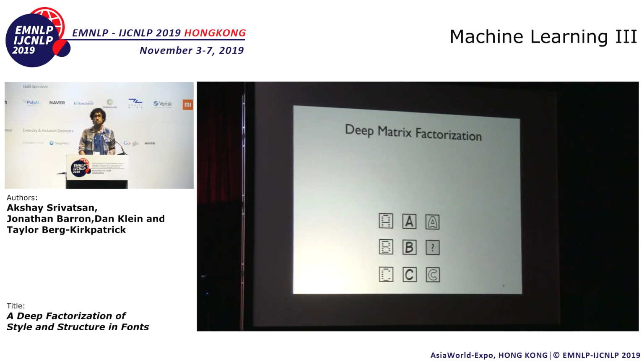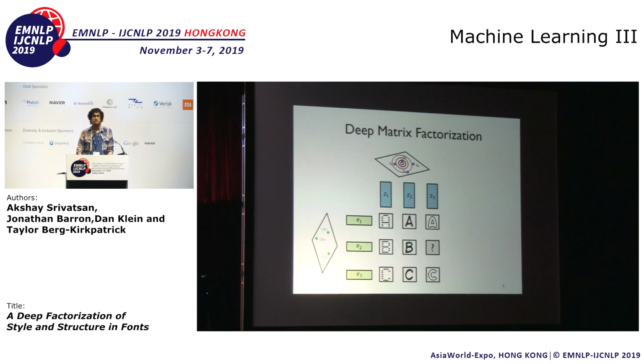So that's what we're going to do here. We're specifically going to cast this problem as one of deep matrix factorization. What I mean by that is we're going to assign an embedding for each column that represents the style of that font, and then we're also going to have an embedding for each row that represents the underlying shape of that character underneath the font. And each observation is going to be defined by the pairwise combination of some particular font with some particular character.